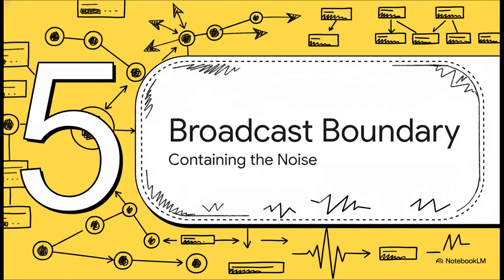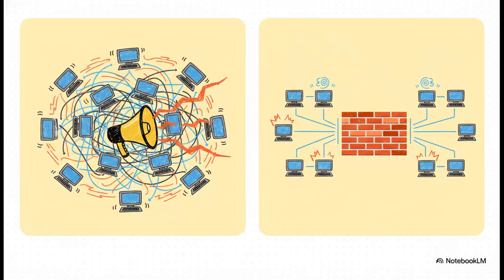Which brings us to Section 5, the broadcast boundary. Let's see how all of this builds into network architecture, and specifically, the massive problem with broadcasts as networks grow larger. Now, while a single flat network works beautifully for, say, 5 or 10 computers, scaling it up introduces a massive headache. Remember that broadcast megaphone we talked about?